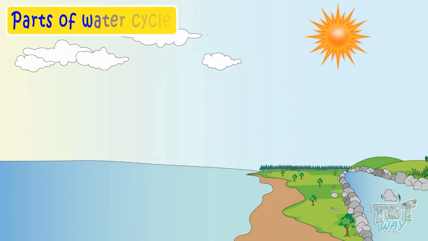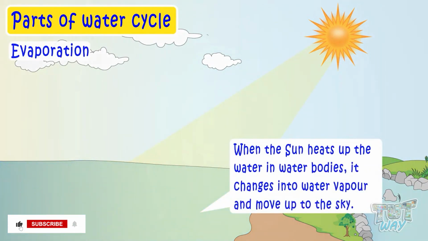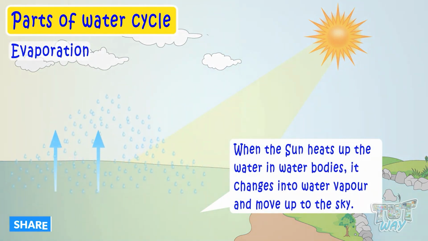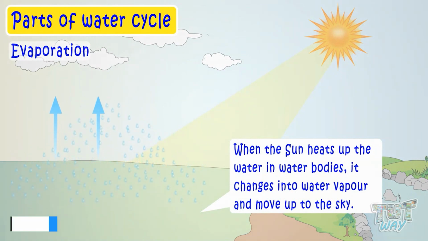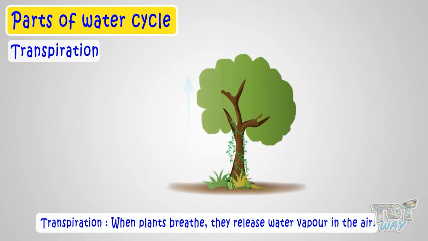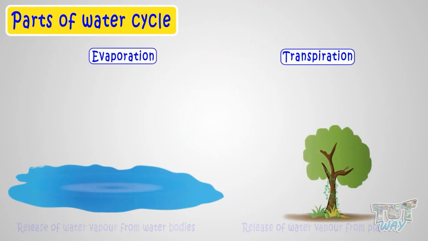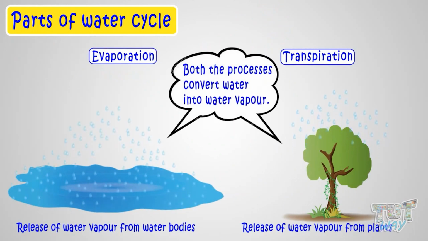First is evaporation. When the sun heats up the water in water bodies, it changes into water vapors and moves up to the sky. When plants respire or breathe, they release water vapor in the air. This is called transpiration. Both the processes convert water into water vapors.